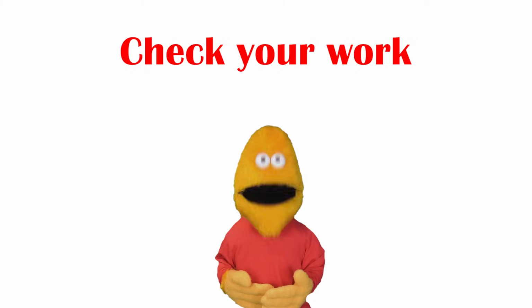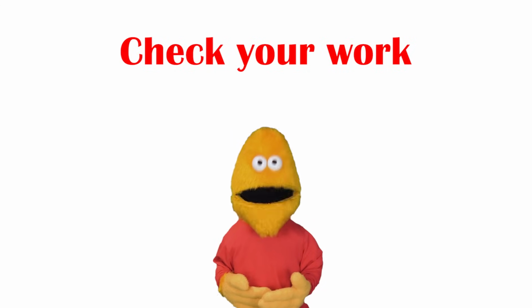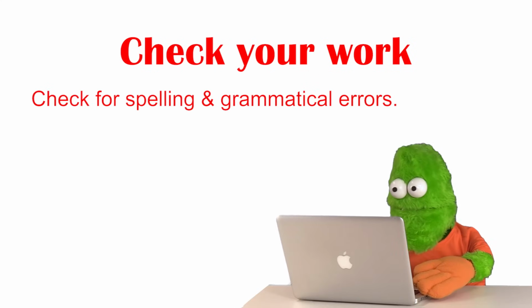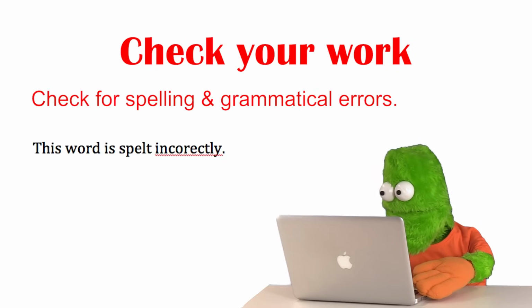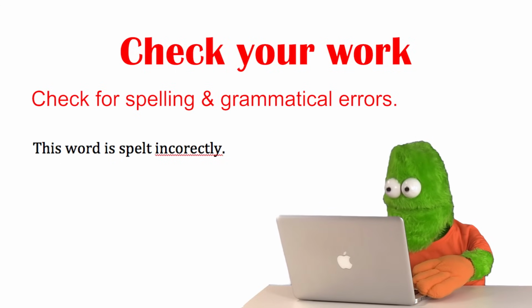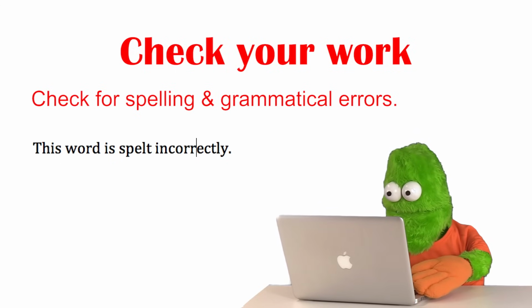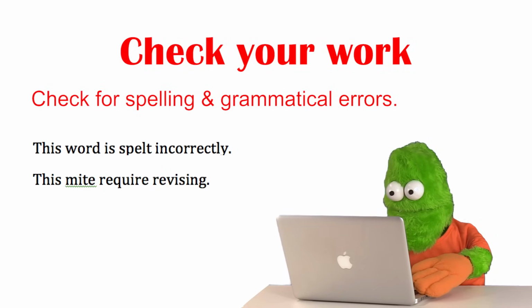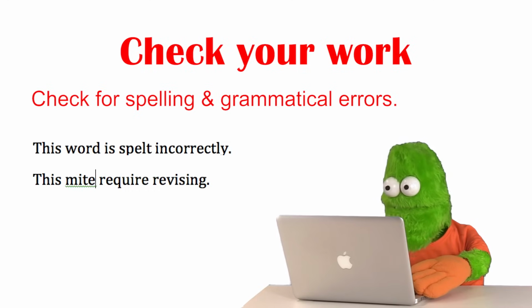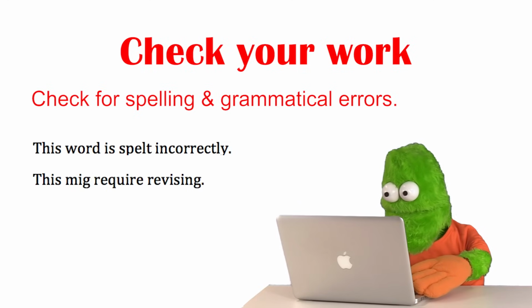Step 5. Check. Read your work out loud, or better still, read it out loud to somebody else. Look for spelling and grammatical errors. If you're using Microsoft Word, you will see a red squiggly line if the word is spelled incorrectly, or a blue or green one if it requires revising. Maybe you left out an apostrophe, or you haven't added the correct punctuation.